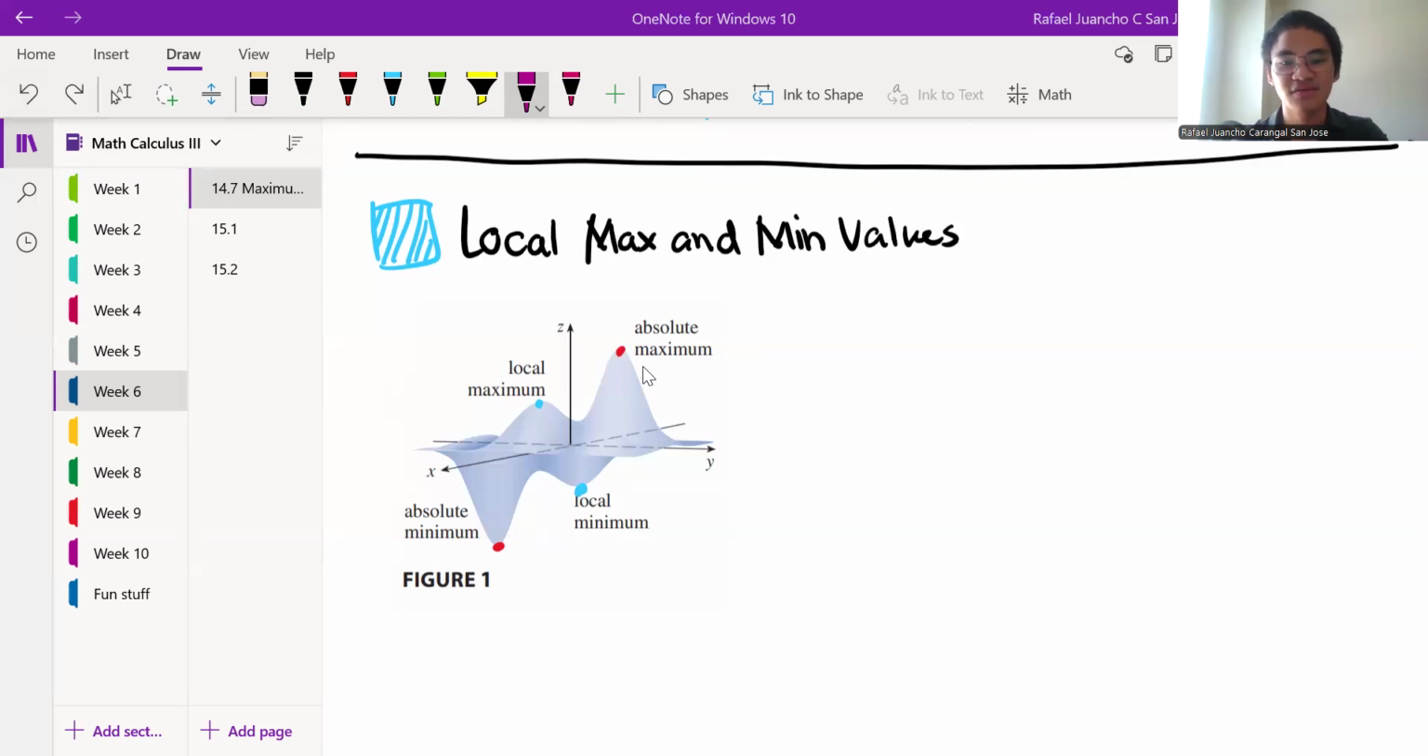What else? The largest value of f(x,y) is the absolute maximum. So this is the largest one. This is the smallest one. Okay, so let's do a definition.